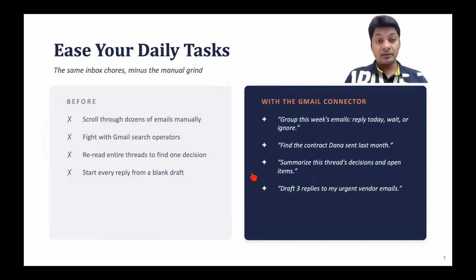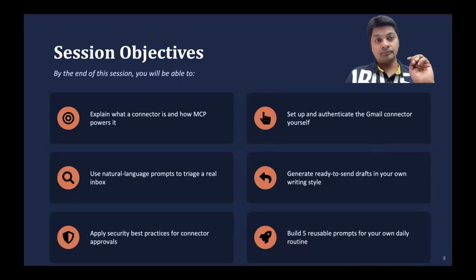Find the contract maybe Ankur sent last month. Summarize the thread, decisions, and open items. Draft three replies to my urgent vendor emails. That's it. That's the whole shift from manually digging to a conversation.